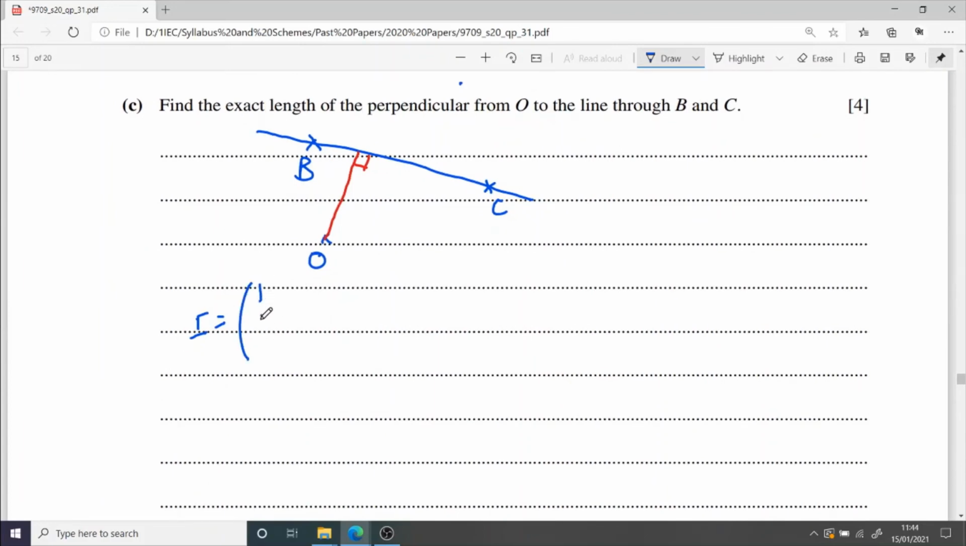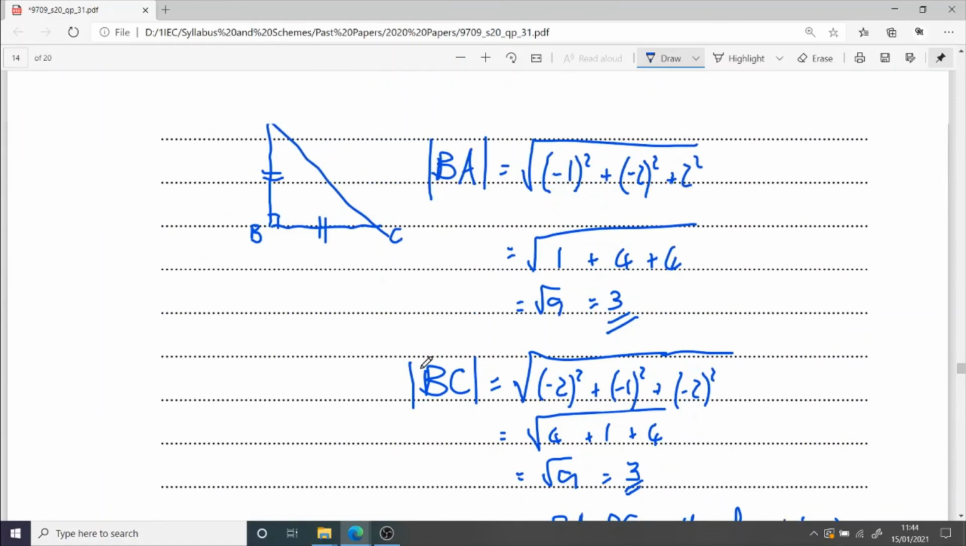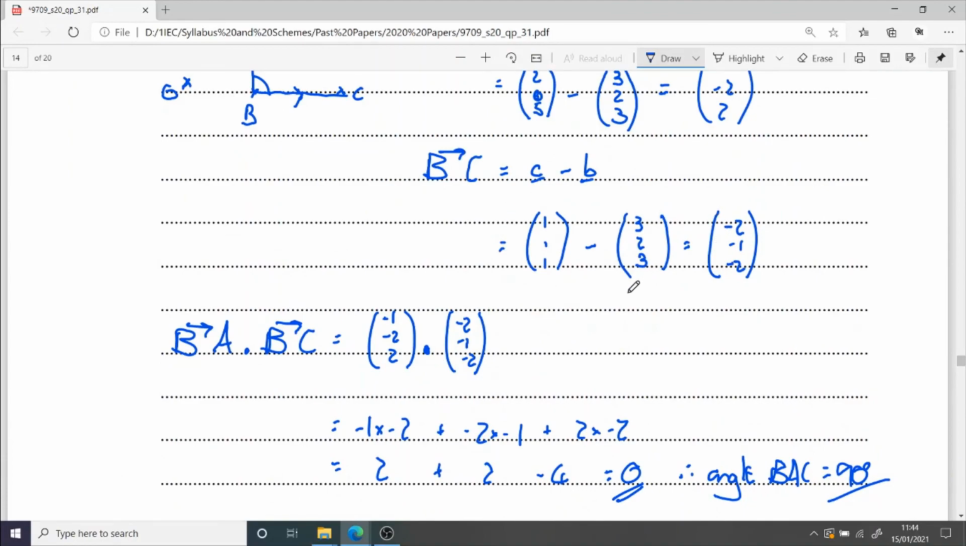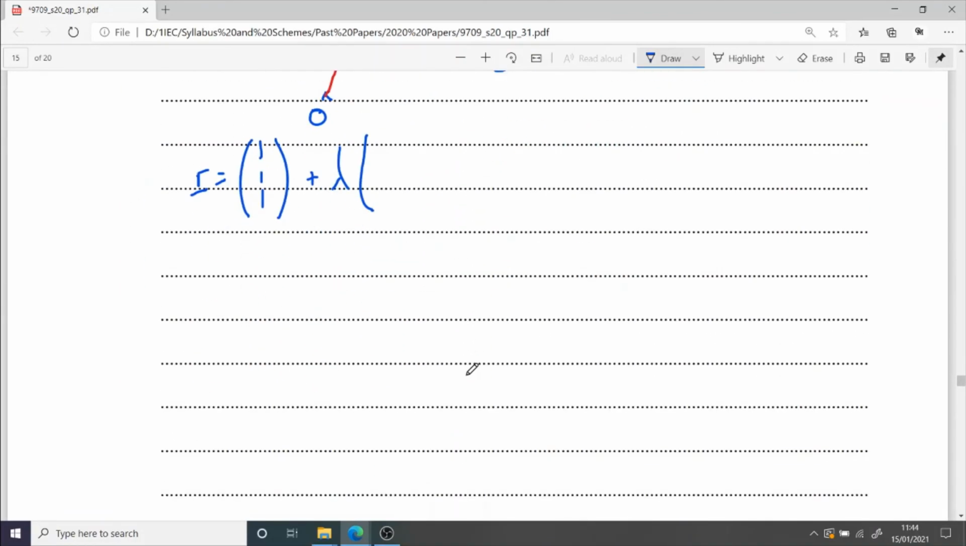So we're going to choose 1, 1, 1, and then plus a scalar multiple, we usually use something like lambda for that, times by the vector BC, which again we've calculated up here. So BC was -2, -1, -2.